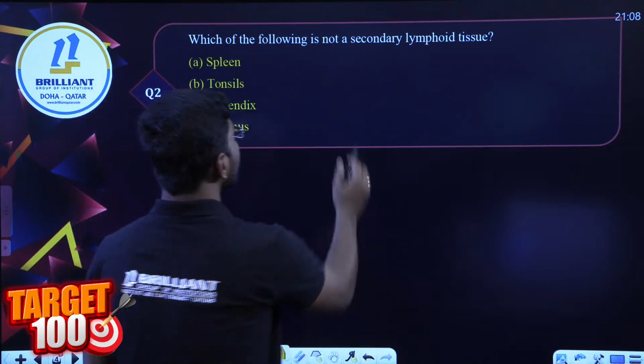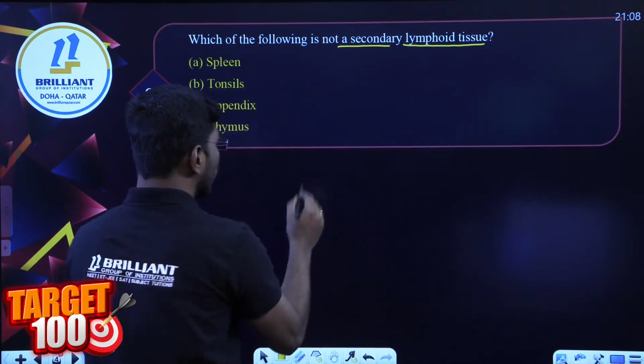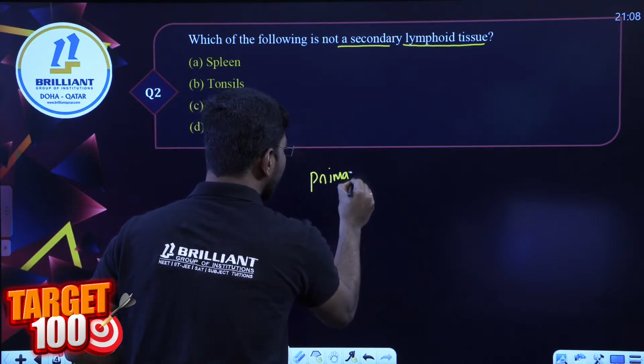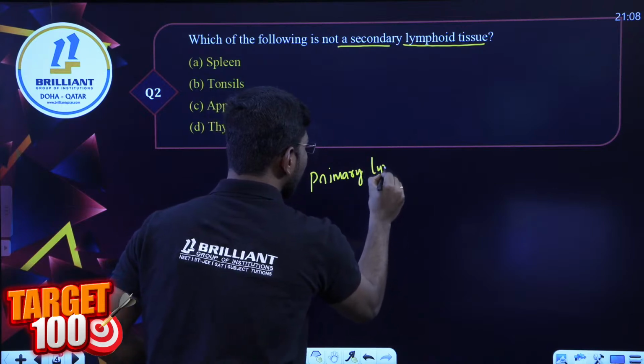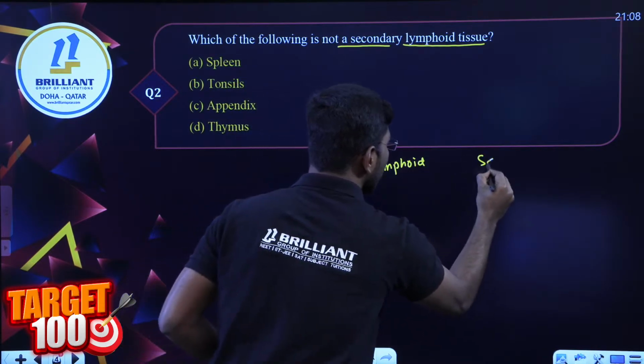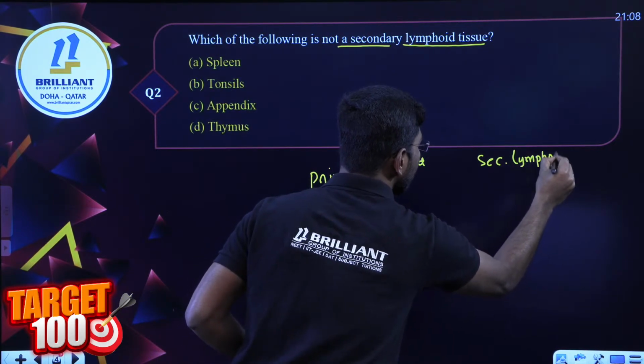Which of the following is not a secondary lymphoid tissue? We know there are 2 types of lymphoid tissue, right? One is called primary lymphoid tissue, and the second one is called what? Tell me. Secondary lymphoid tissue. We have learned this one.